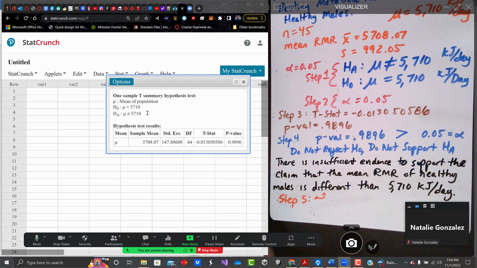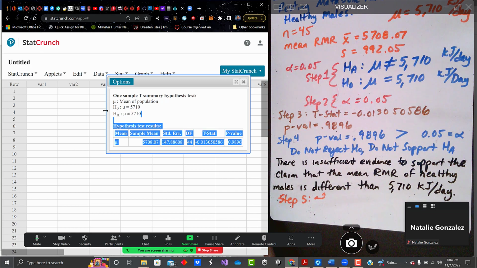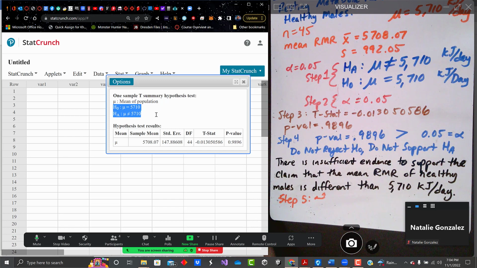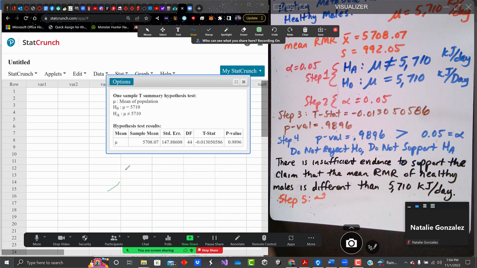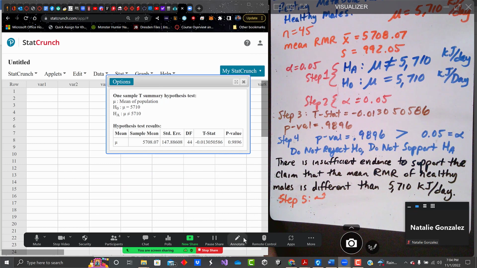You can always verify in the StatCrunch window that you have H0 and HA put in correctly. It's always worth doing before you finish out the problem. Like if it was supposed to be mu is less than 5,710, and I just forgot to click because the not equals is the default, I can always see here whether or not I have it correct. Okay. So I will clear that and turn off annotate.